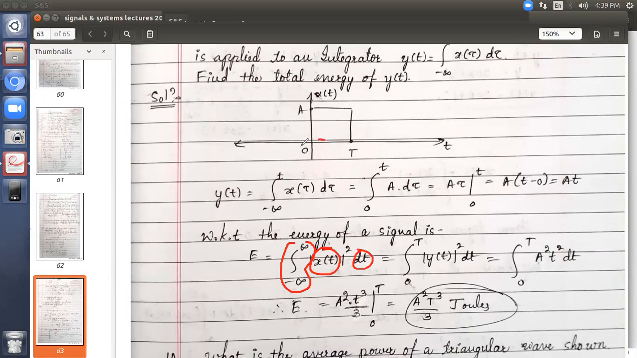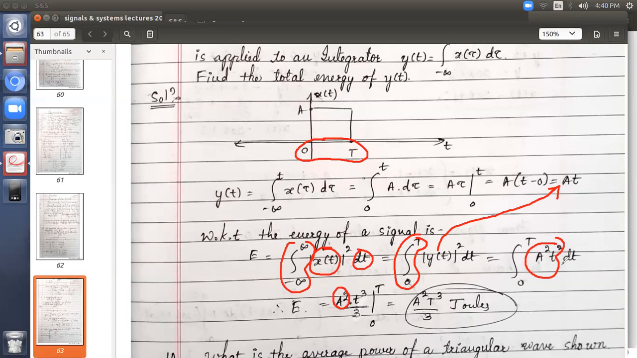Now what is the signal range given? It is 0 to t. And the output, just now we have calculated, y of t is a into t. So it is a square, a square into t square. Now a square is a constant term, I'll keep it as it is.